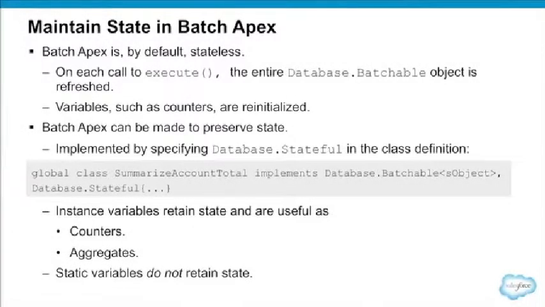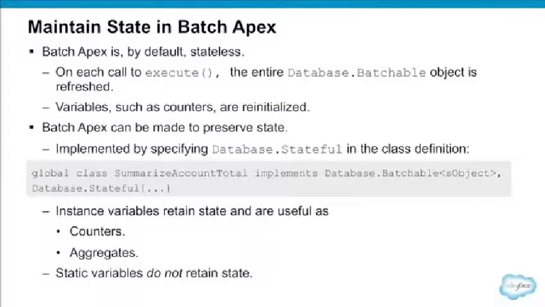You can maintain state in a batch Apex job, and there is a stateful interface. The way that this works is that any instance variables that you have, like you might want to do a counter or collect some aggregate data, something along those lines, when you're implementing stateful, those instance variables will be kept around and available across executions of the execute method.